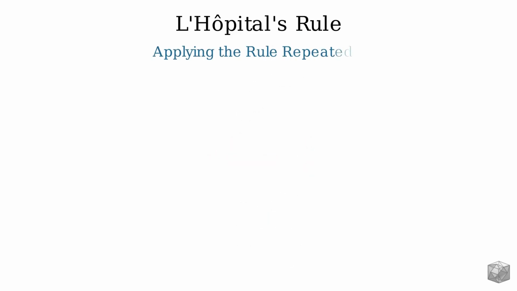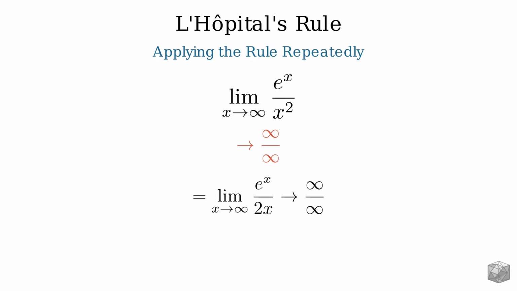Sometimes we must apply the rule twice. Take the limit of e to the x over x squared as x approaches infinity. The first derivatives give e to the x over 2x. Applying it again yields e to the x over 2, which clearly goes to infinity.